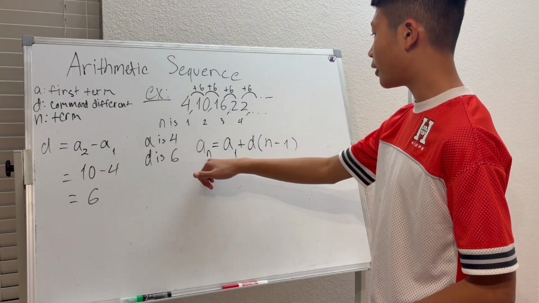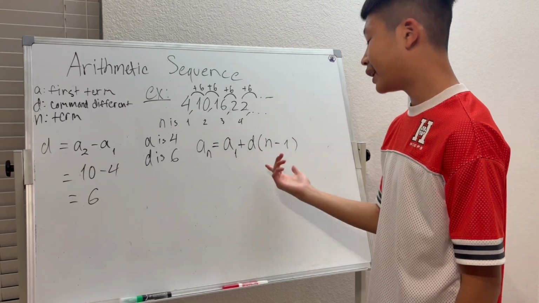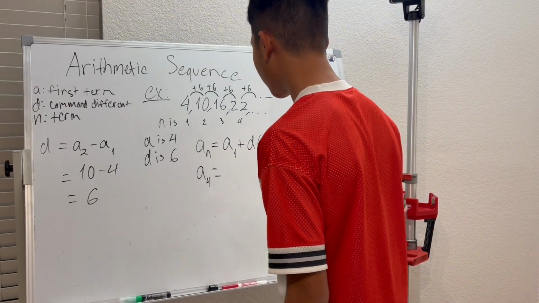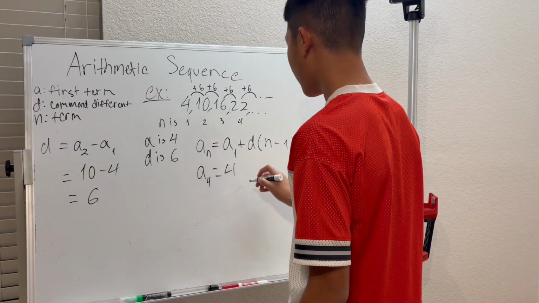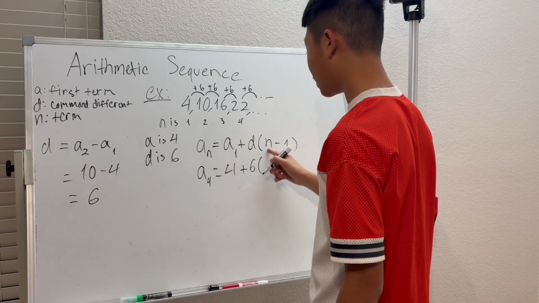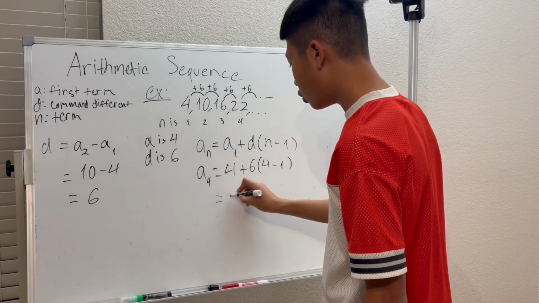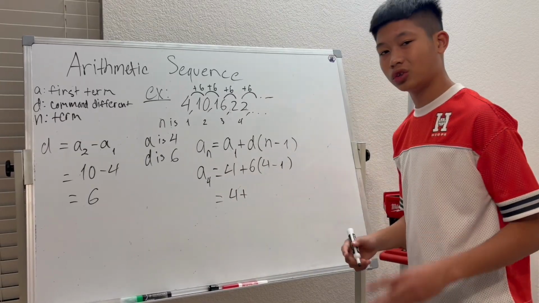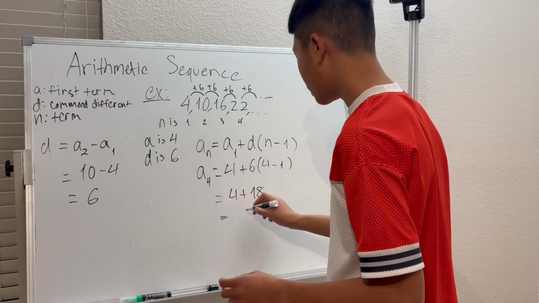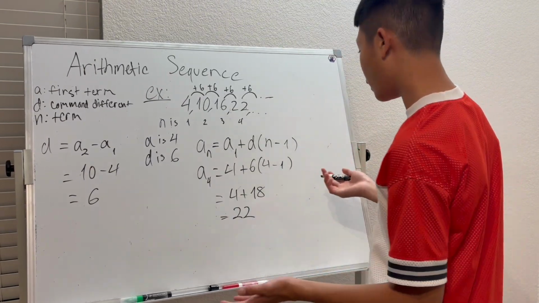So let's say you want to find the fourth term. We already know it's 22, but let's plug into this formula and see if it's actually 22. A sub 4 equals A sub 1, which is 4, plus D, the common difference, which is 6, times n, the term we want to get to, which is 4, minus 1. This is equal to 4 plus 6 times 3, which is 18, and this does equal 22. So yeah, it's right.